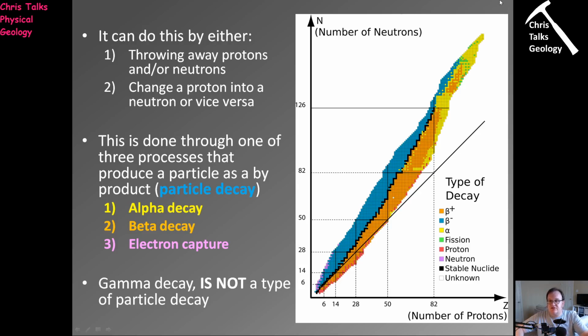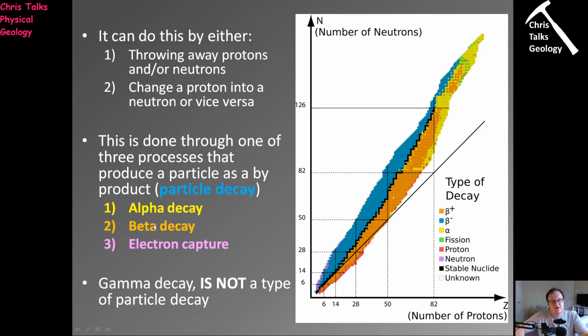Now, right up here at the top, as you can see, we have all these elements which are yellow, and those are the ones which will decay through alpha decay. You'll notice the ones that decay through alpha decay tend to be very, very large. So that's going to be elements like uranium, plutonium, and thorium. These are very, very large isotopes.